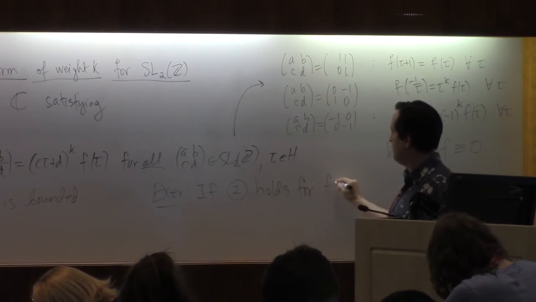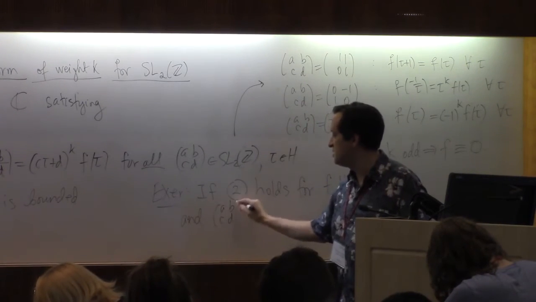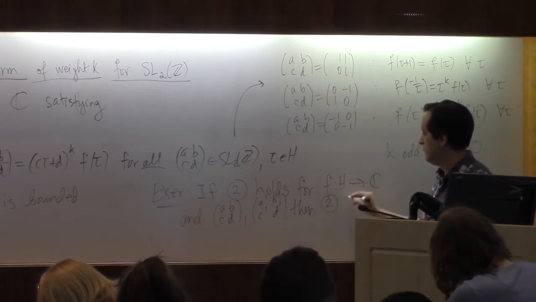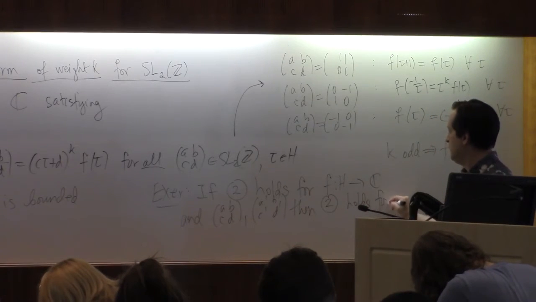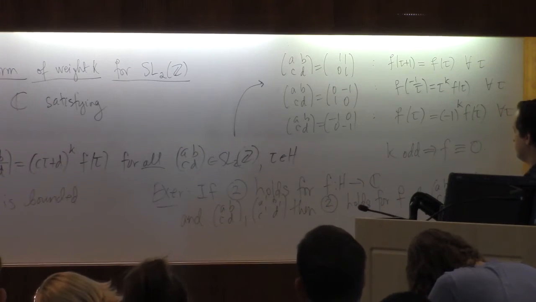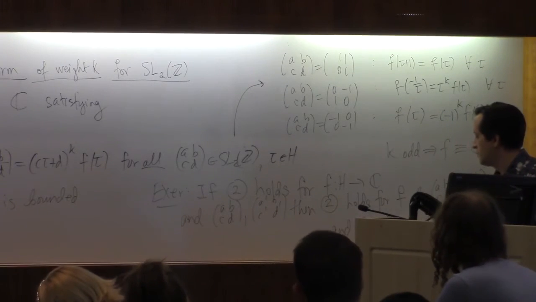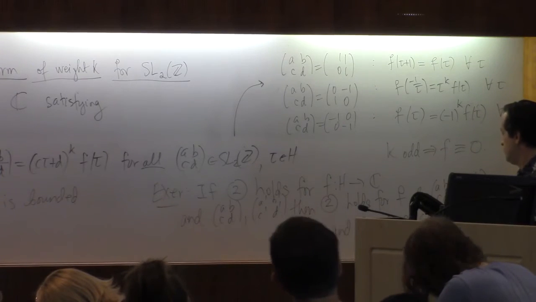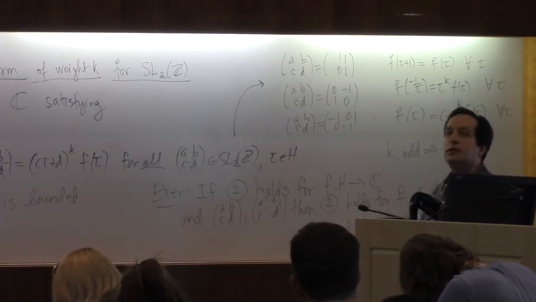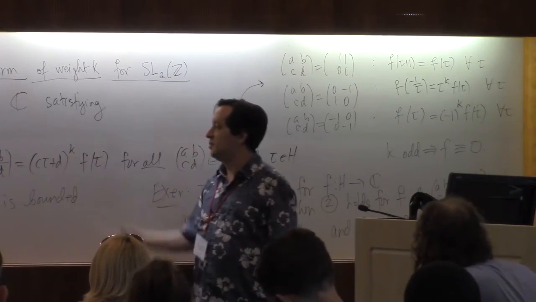for a function and two matrices, a, b, c, d, and a prime, b prime, c prime, d prime, then the modularity condition holds for this function and the product of the matrices. And it also holds for the function and the inverse of the matrix. So this condition is preserved under multiplication of the matrices that satisfy it. The set of matrices in SL2Z for a particular function that fit this form a group.